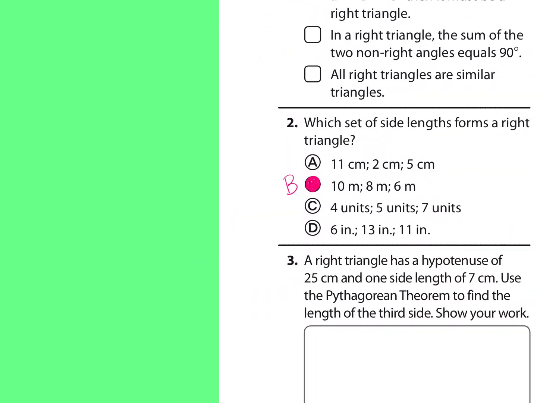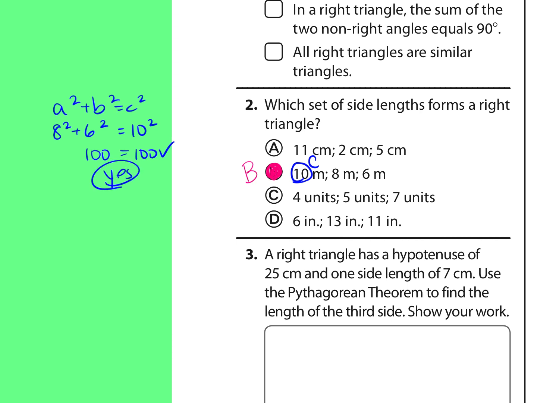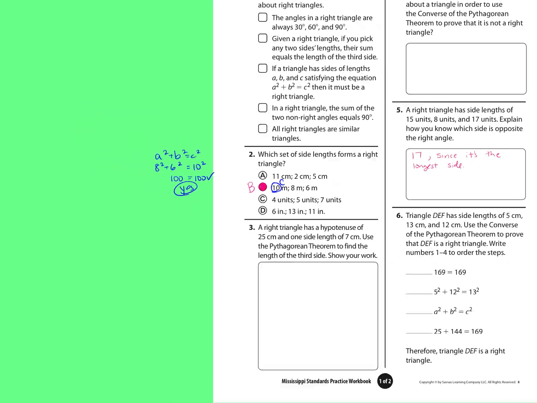On G6, which one forms a right triangle? You can test all your choices, but they're going to have to be plugged into a squared plus b squared equals c squared. The longest side is always C. And then the other two can be A or B. It doesn't matter which one is which. So when I plug in to my calculator, 8 squared, which is 64, plus 6 squared, which is 36, I get 100. And 10 squared is 100. So yes, this is a right triangle. The other three are no, they're not going to be equal.